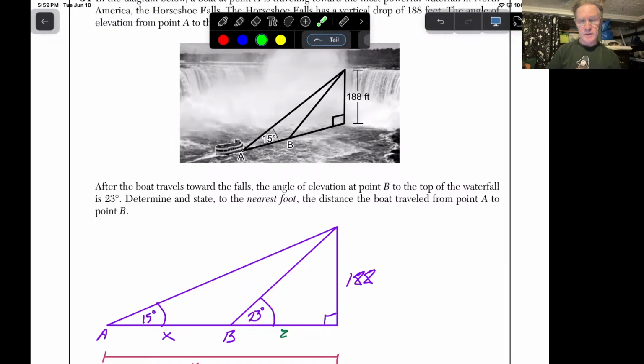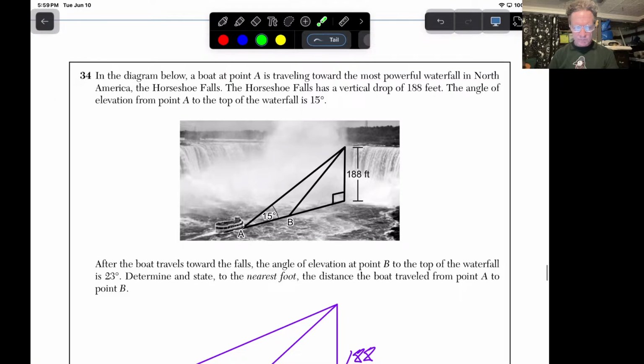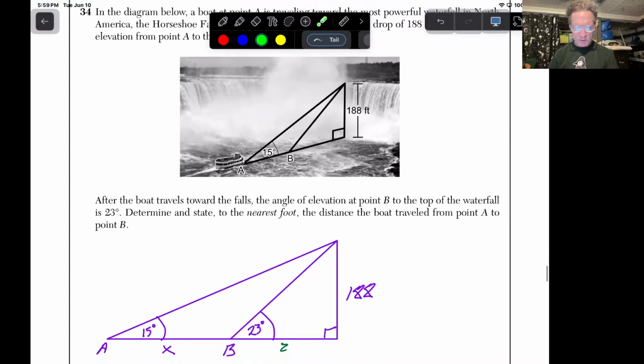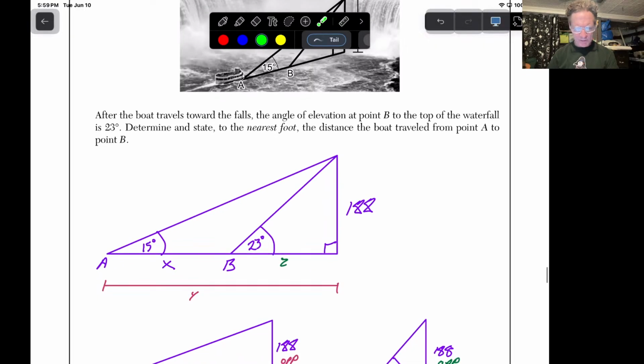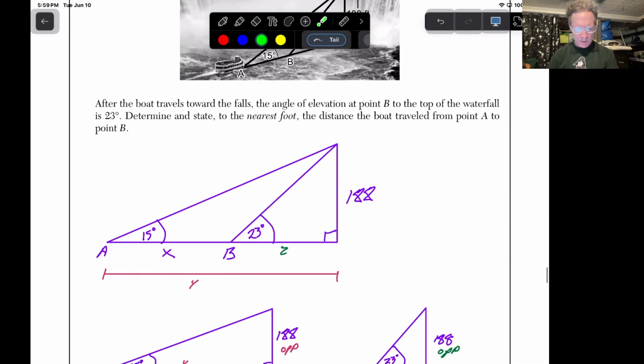Other thing to think about is when you're in doubt, just find everything. So I redrew the diagram just so it's easier for us to see, because I didn't really like this diagram. It's kind of weird looking. But it looks kind of nice though. Horseshoe Falls. It's nice. Is that Niagara Falls? I don't know where that is.